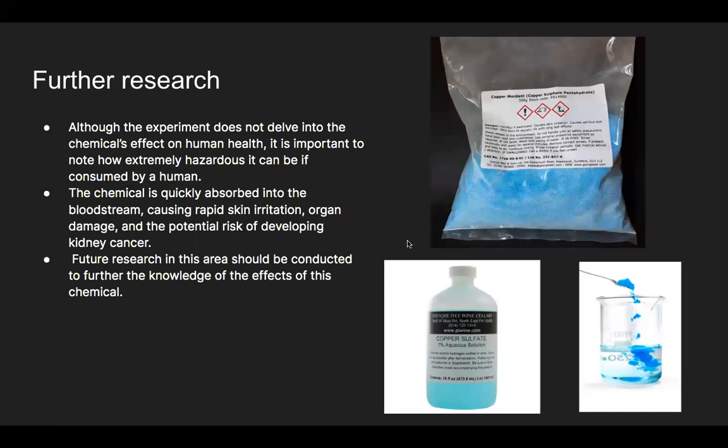Future research involving copper sulfate should delve into the ways in which the chemical can affect the human body. It is already known that it quickly absorbs into the bloodstream and causes rapid eye irritation and organ damage, and even the potential risk of developing kidney cancer. Using this information, future research should further explain its mechanism of action in the body and its overall long-term effects on health.